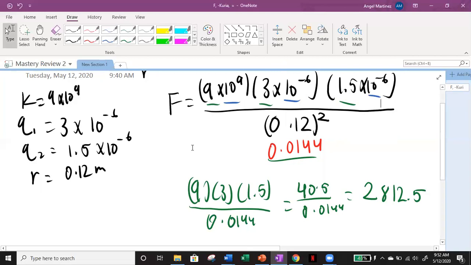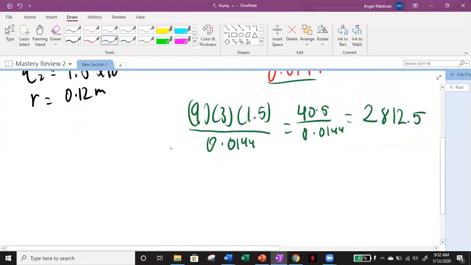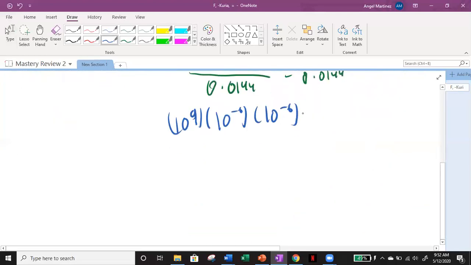All right, now let's do the exponents. You can see the powers of ten are multiplied, so that makes it a little bit easier. We have 10 to the 9, and 10 to the negative 6, and another 10 to the negative 6. We're just going to add all of these exponents. 9 plus negative 6 is the same as 9 minus 6, which is 3, minus 6 is negative 3, so 10 to the negative 3.